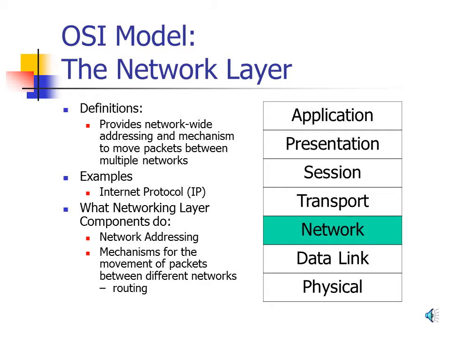OSI model, the network layer. Now, according to the OSI model, any protocol to be considered a network layer protocol must provide network-wide addressing and a mechanism to move packets between multiple networks. IP, or the Internet Protocol, is a network layer protocol because it does provide network addressing and it provides a mechanism for the movement of packets between different networks. This is a process that we call routing.